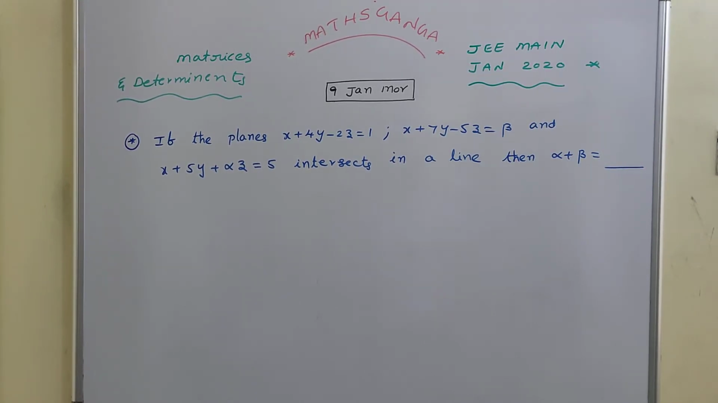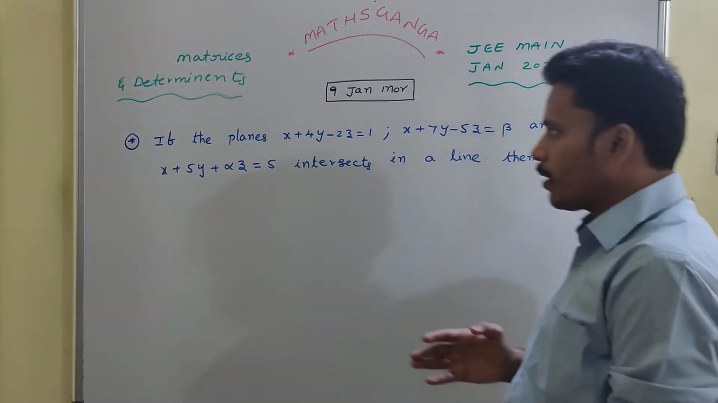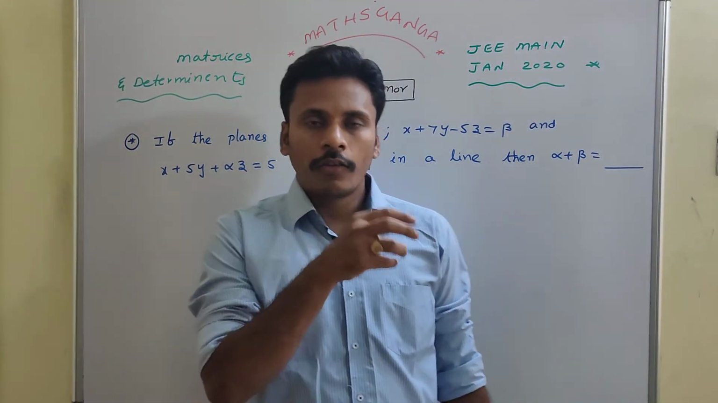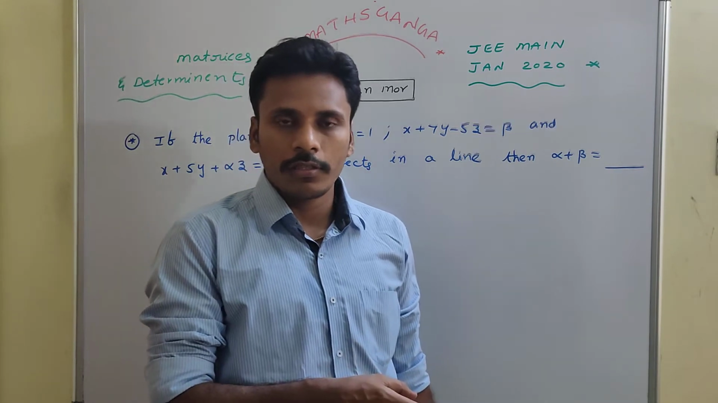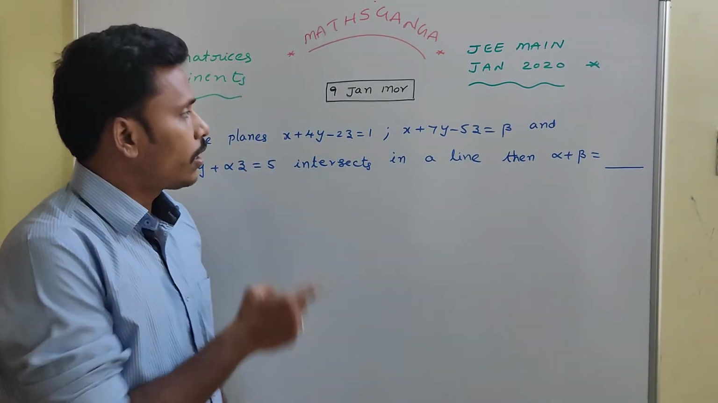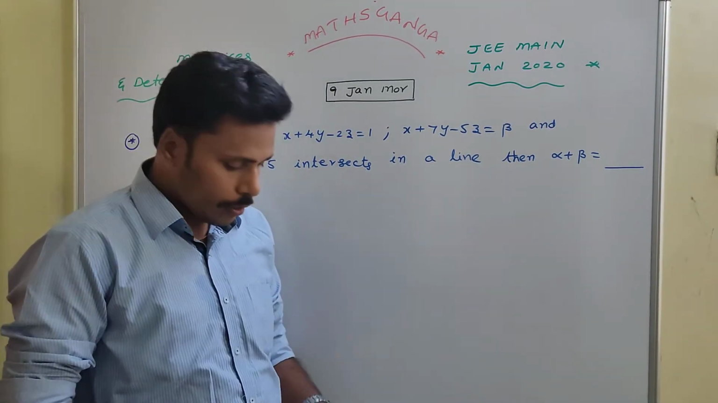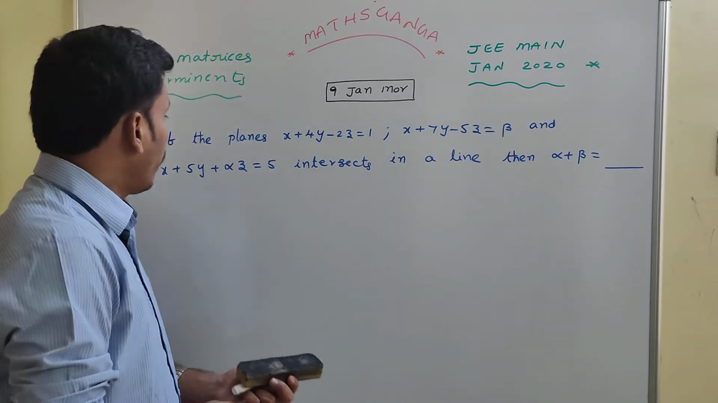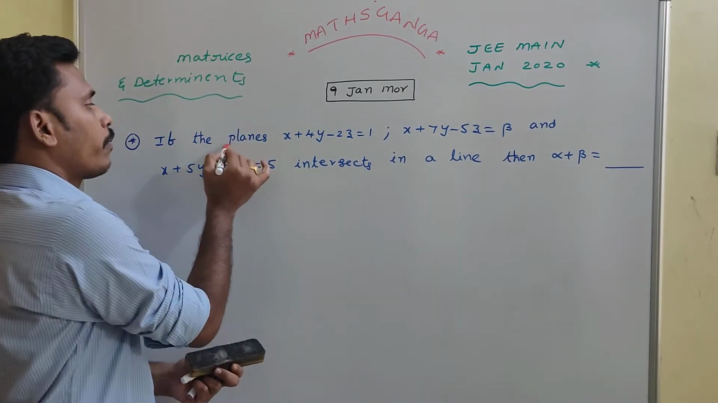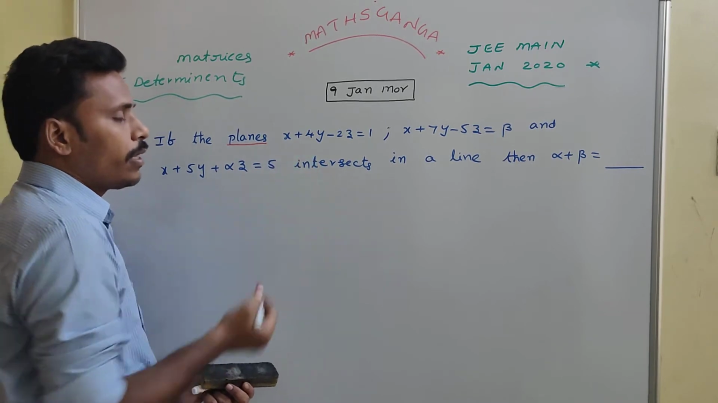Now look at the board. The second problem from the matrix system determinants, in particular from the system of linear equations in 3 variables, asked in the same paper, 9th January morning. Once you just look at the question, they mentioned that there are 3 planes given.